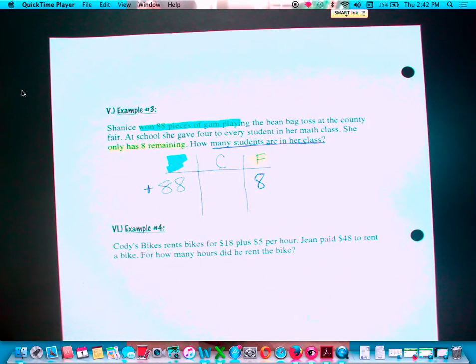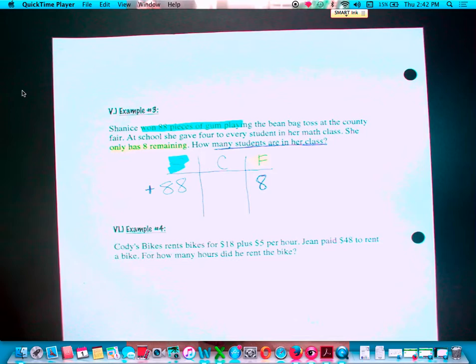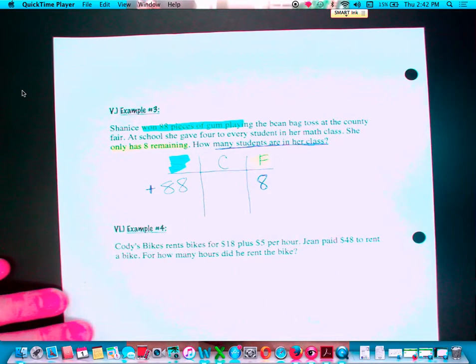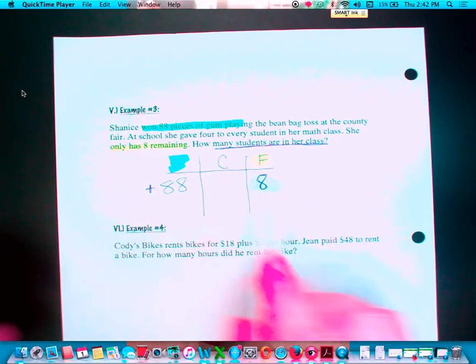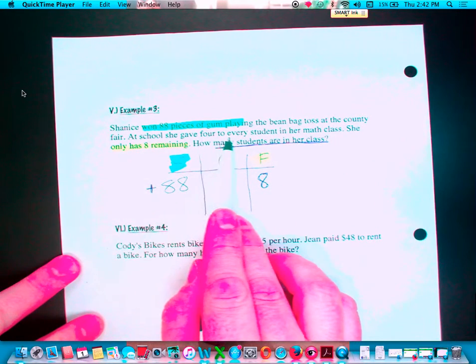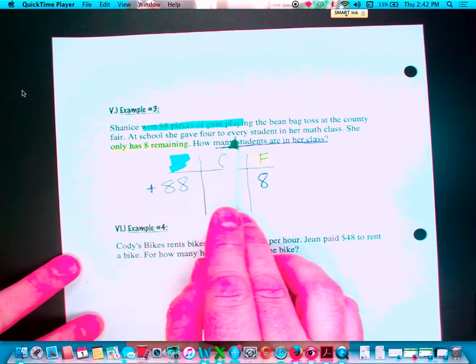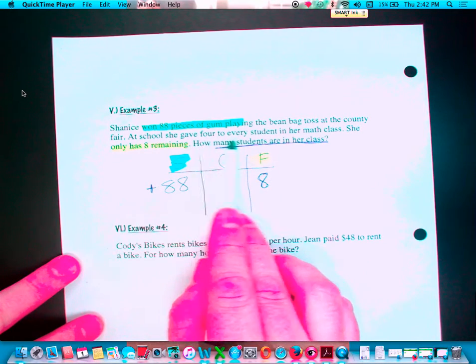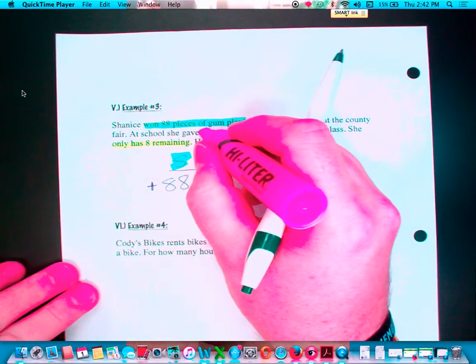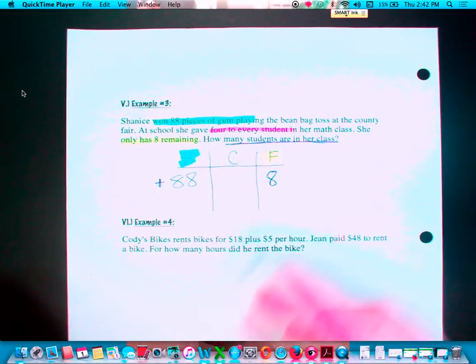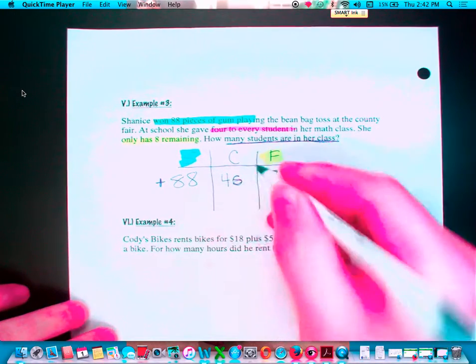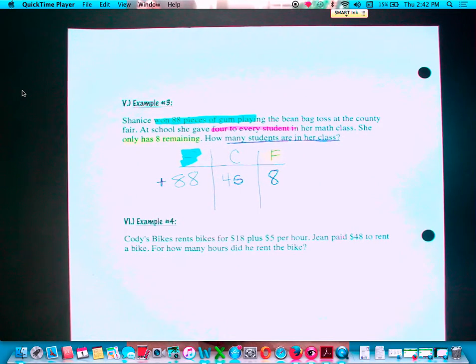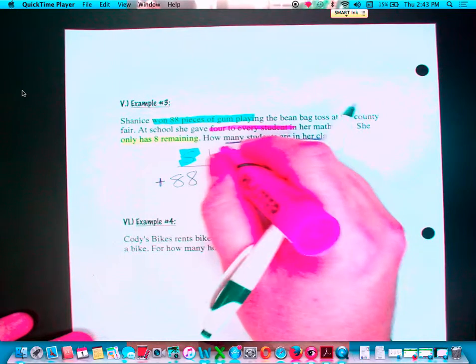We need to now know what our change is. Okay? We already know what our variable is. We're looking for students. But what did she do? What did she do with the students? She did something with the students. If I look back in my sentence here, it says at the school she gave 4 to every student, or 4 to each. That word every and each right there. That word every and each means multiplication. So I write it out by doing 4 in my variable. I'm going to pick S for students. That's 4 times S. So I've set up my problem.